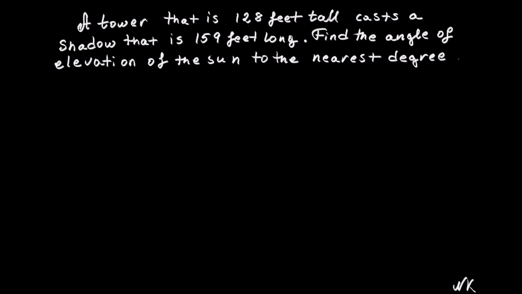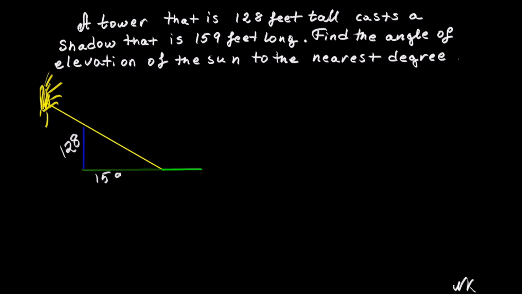So let's assume we have a horizontal ground. Here would be our perpendicular tower, and let's have a shadow here. So we have our sun. So we know that our tower is 128 feet tall. We have a shadow that is 159 feet, and we are looking for the angle of elevation of the sun, which is this. We need to decide which trig function to use, so let's sort what we have.